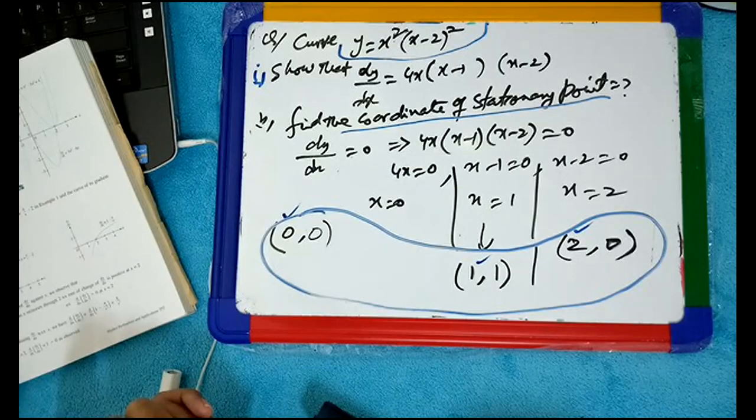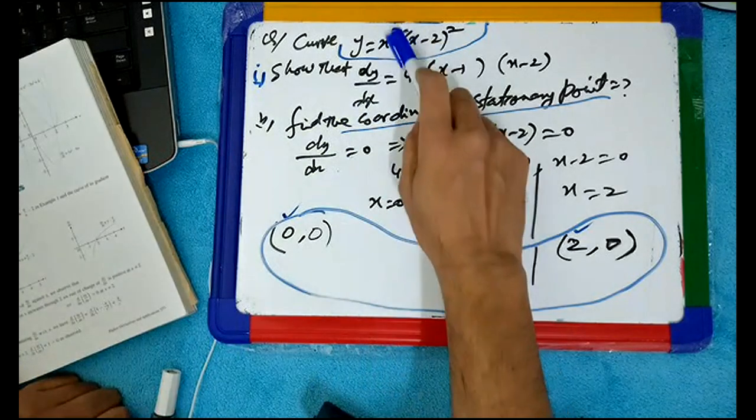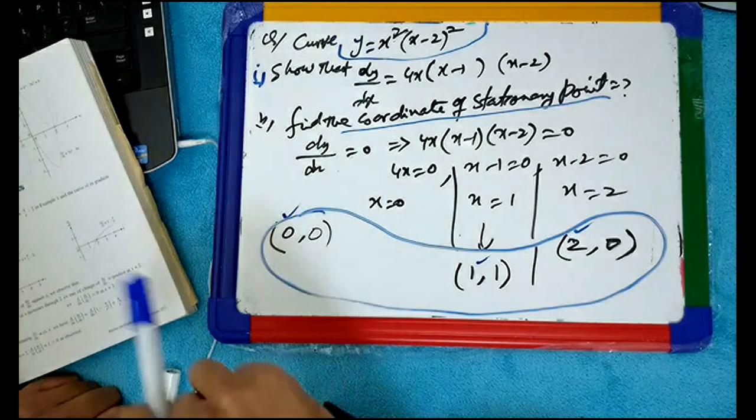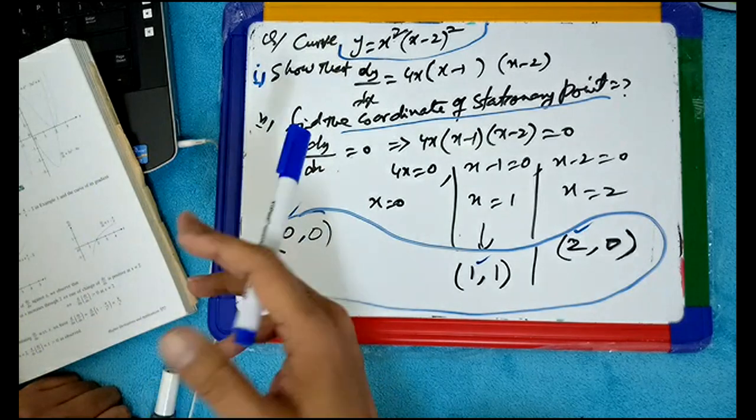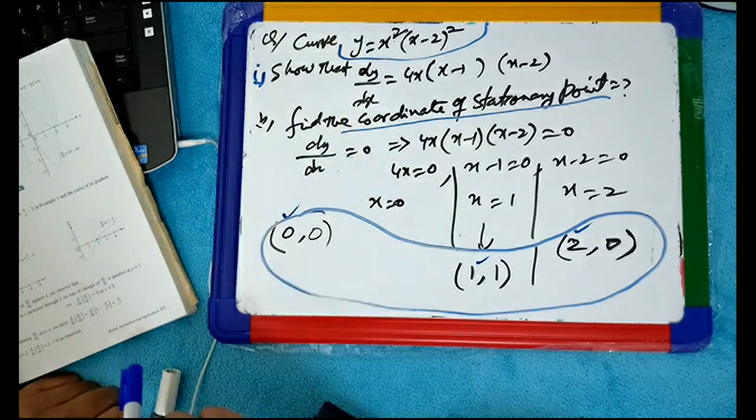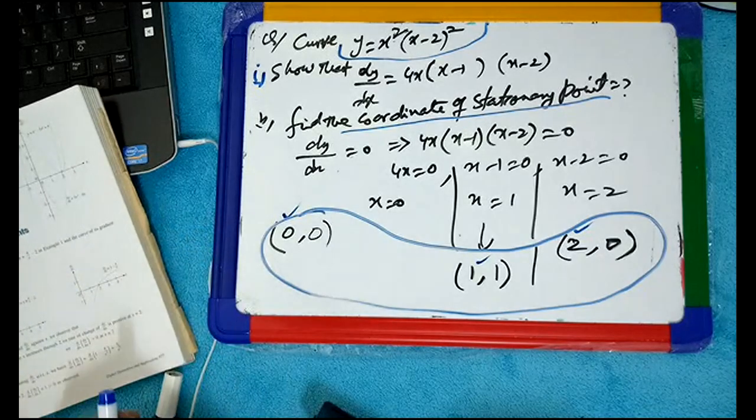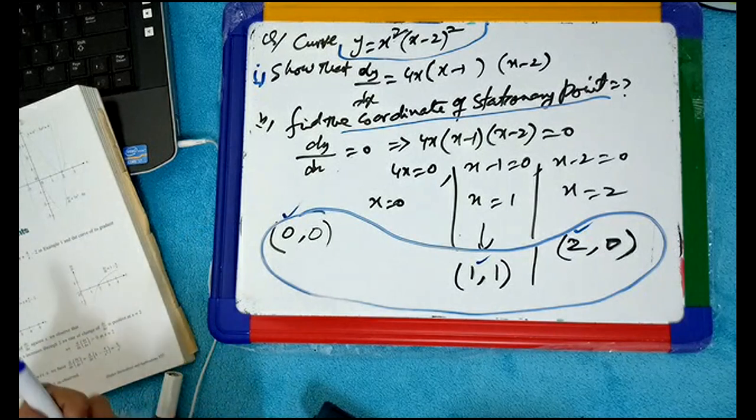How many possible points could there be, like 4 or 5? If the highest power is 4, and here if you open this, the highest power will be 4, then three stationary points will come, one less. If it is cubic, two stationary points will come. If it is a square, only one stationary point will come. So quadratic equations have only one stationary point.